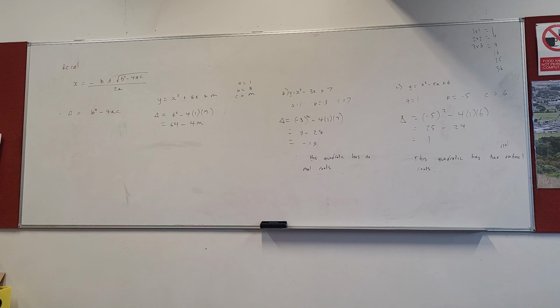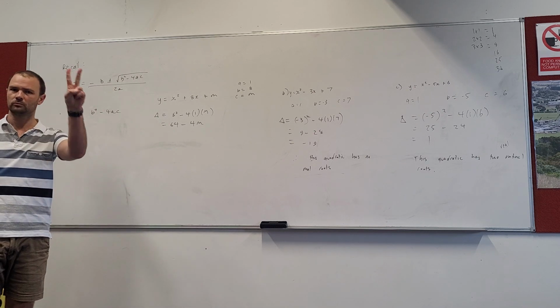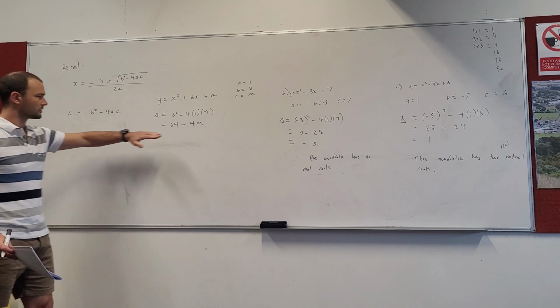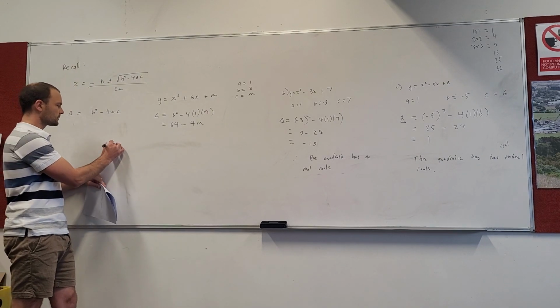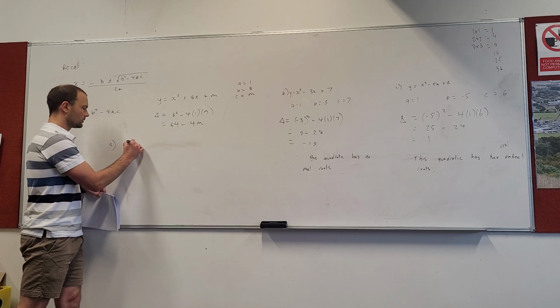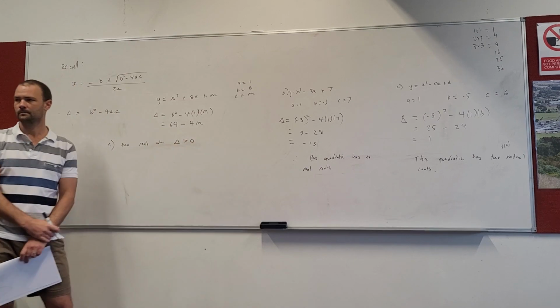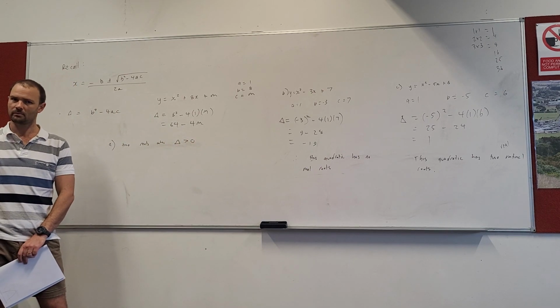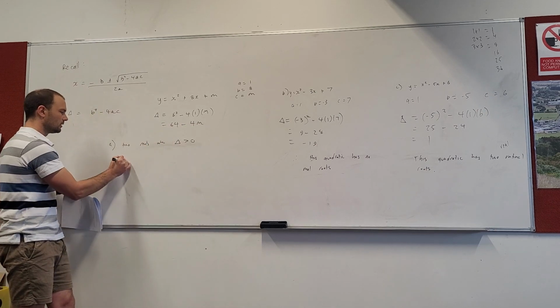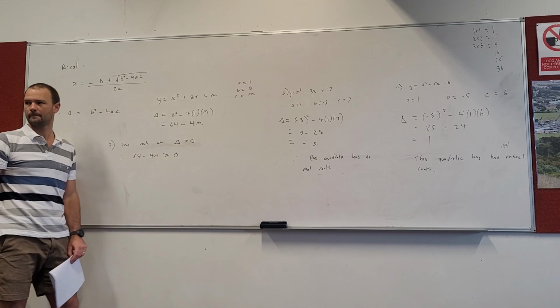Now we can't simplify that any more than it is done there already. Now the question says, identify the values of m for which the discriminant has two real roots. Alright, so the discriminant is going to have two roots when delta is positive. Okay, two roots when the discriminant is positive. So therefore, 64 take 4m has to be positive.